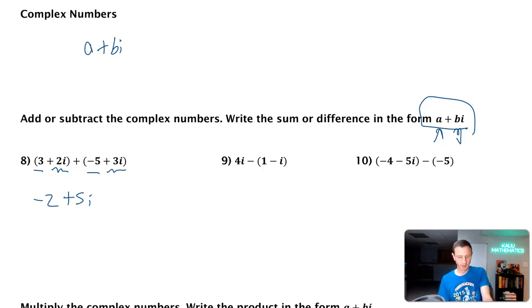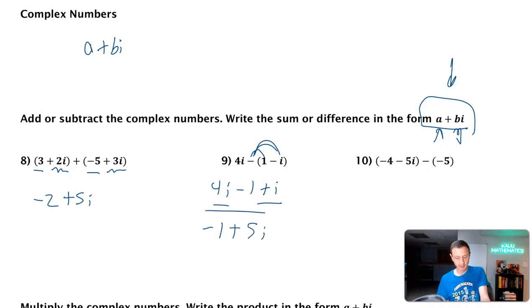And that is in the form of a plus bi. Number 9, 4i minus 1 minus i. Here we have to be careful because we have the negative 1 times 1 minus i, or we're subtracting off all of this 1 minus i. So I always like to indicate that this is distributing a negative 1 into there. So this is 4i minus 1, because that's a positive 1 so it becomes negative. This becomes plus i, because negative 1 times i is a positive i. 4i plus 1i is 5i. Write it in the form a plus bi, so I'm going to write this as negative 1 plus 5i. Not 5i minus 1. You want to make sure it's a plus bi.